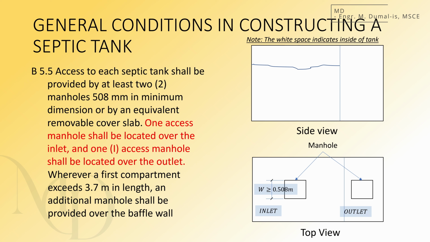The next statement highlights placement. One manhole should be located directly above the inlet side, and the other directly above the outlet side. These locations make it easier to inspect flow and handle any needed cleaning or repairs.